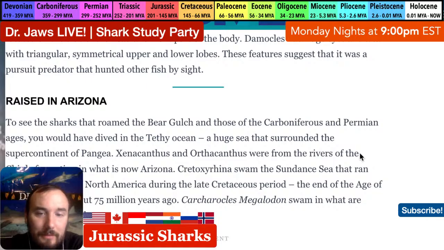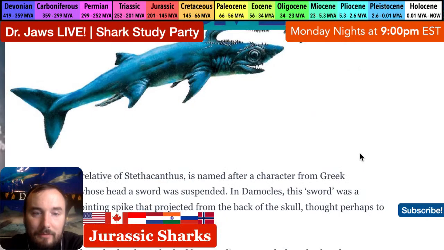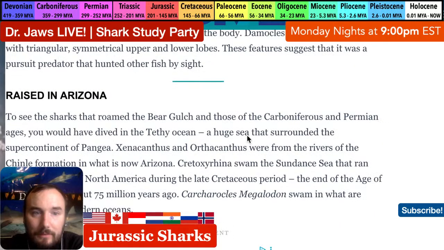So I think that's the end of this article, this collection. But it's really cool to see this diversity here. Raised in Arizona, to see the sharks that roamed in the Bear Gulch and those of the Carboniferous and Permian ages, you would have dived in the Tethys Ocean, a huge sea that surrounded the supercontinent Pangaea.